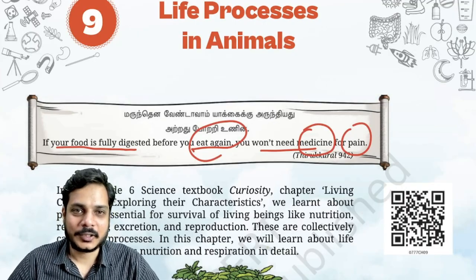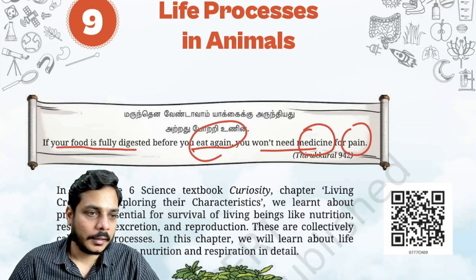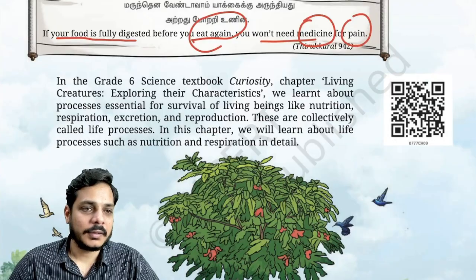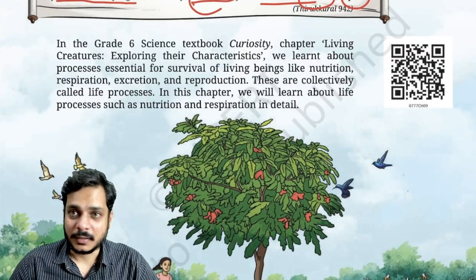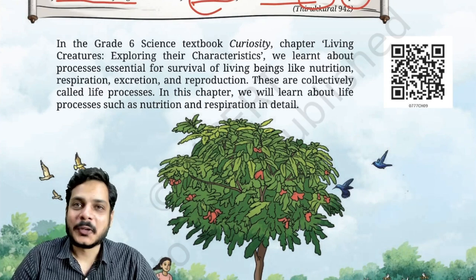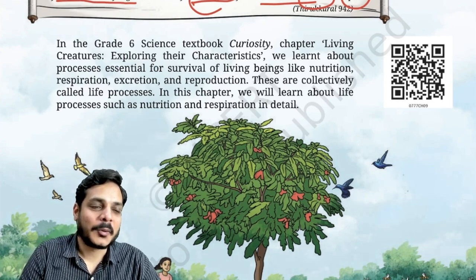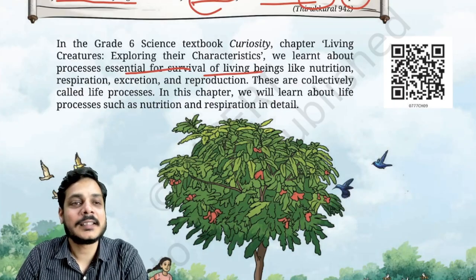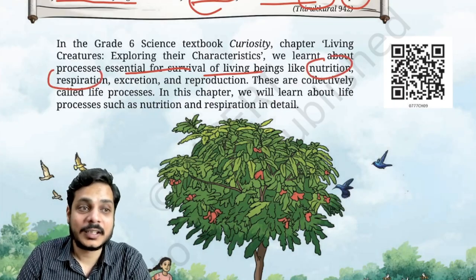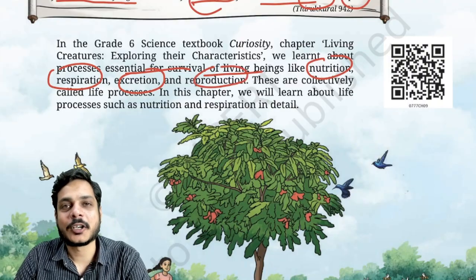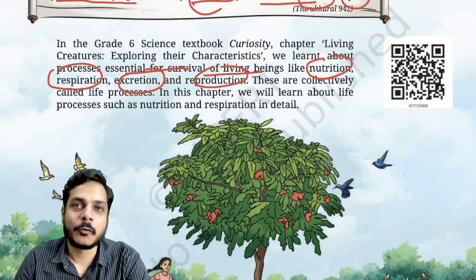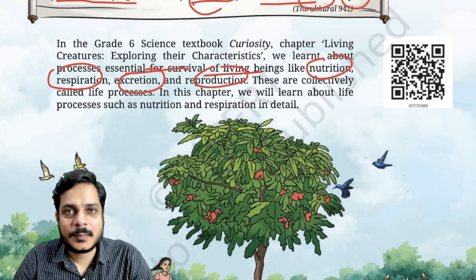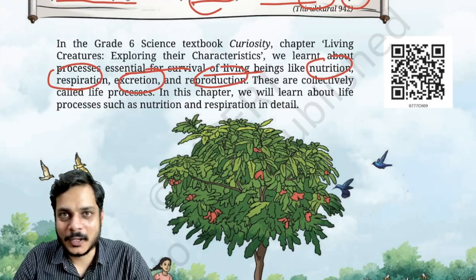Now, let us see the introduction first. In grade 6, the curiosity textbook, we have seen that there is a chapter on living creatures. We have covered living creatures and exploring their characteristics. So, we learned about the processes essential for survival of living beings. What are essential for survival of living beings? It is nutrition, respiration, excretion, and reproduction. Remember that we talked about how living organisms are different from non-living ones, and what the similarities and differences are with respect to non-living objects.